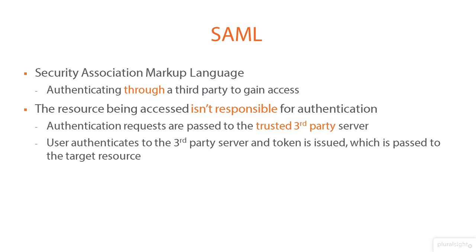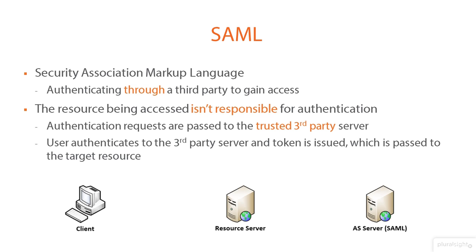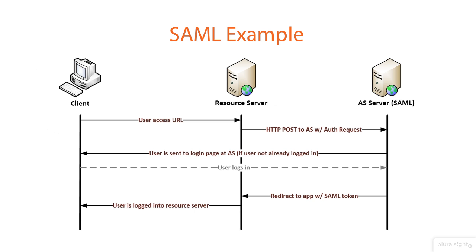The user authenticates to the third party server, as I mentioned. They're issued a token. That token is passed to the target resource. All right, so we have a client, we have a resource server that we're actually trying to get to, and then we have some AS server, right, the authentication service. That's going to be SAML in this case. So if we look at an example, we have a client, the resource server, and the AS server.